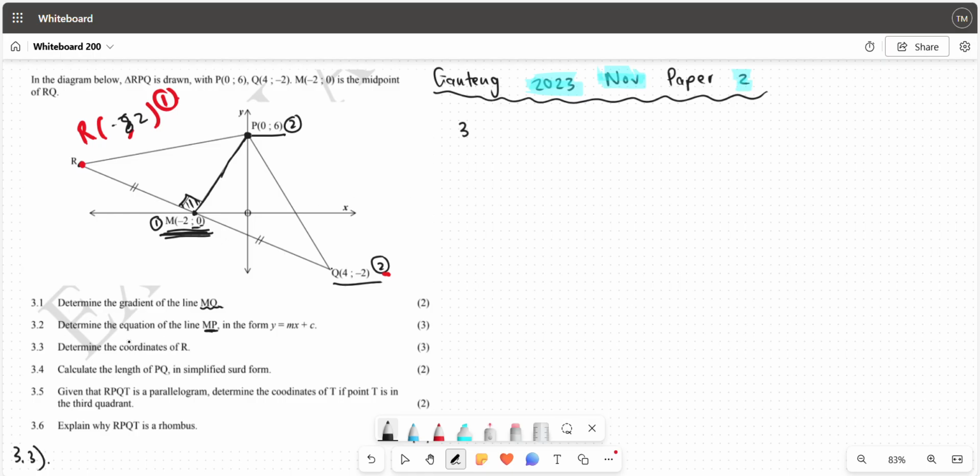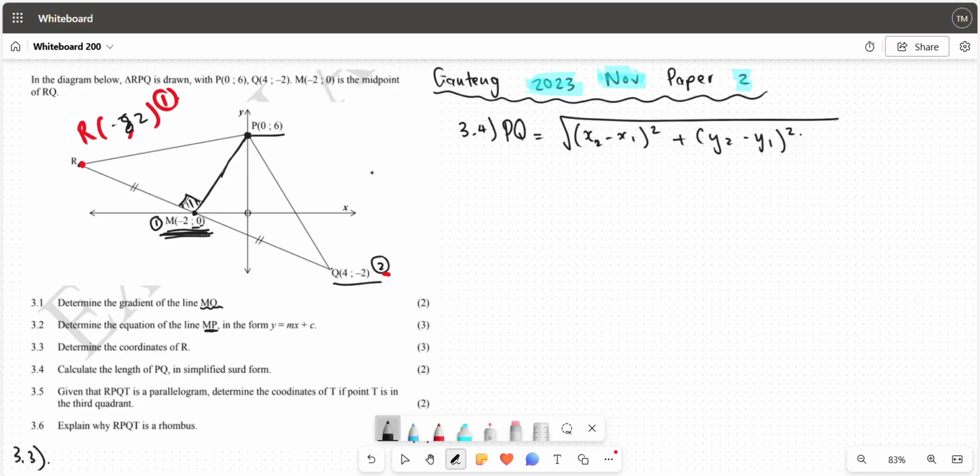So the next one is 3.4, and for that one we ask for the length of PQ. For the length of PQ, I'm going to need the distance formula. And the distance formula is the root of x2 minus x1 squared, plus y2 minus y1 squared. And then again, it's a mission of just labeling your guys. Which one is your 1? Which one is your 2? I'm going to call this number 1. I'm going to call this number 2. And make sure when you label, you are substituting consistently.